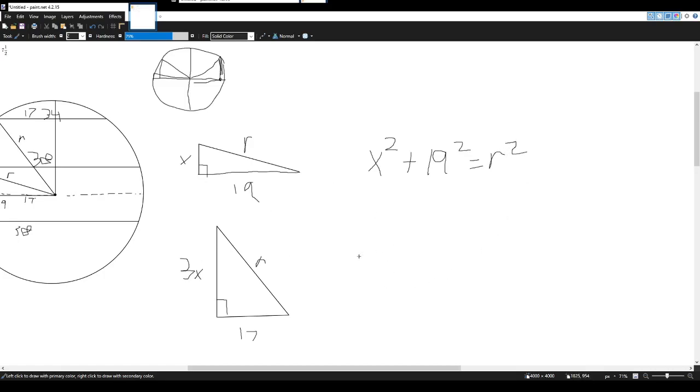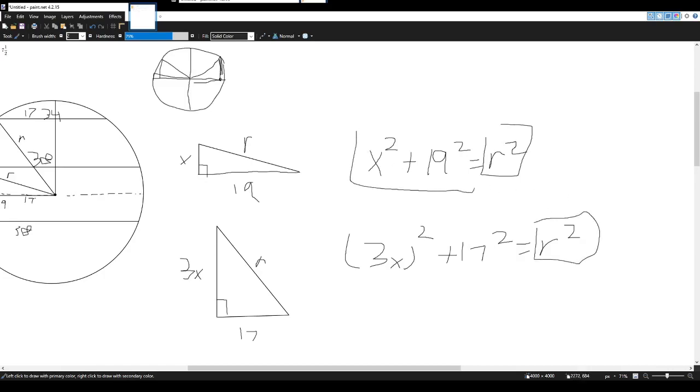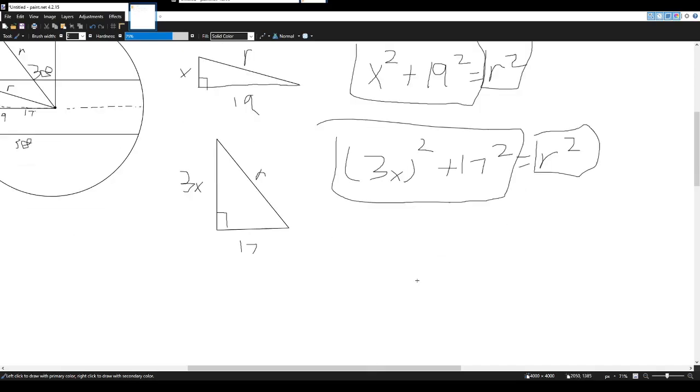And then same thing over here, right? (3x) squared, the whole thing squared, plus 17 squared equals r squared. And so at this point, clearly we have r squared here and r squared here, so we can actually just say this part is equal to this part, right? If you want to think about it as taking this and substituting in for that r squared, you can do that. But basically, that is equal to that. So let's write that down here.